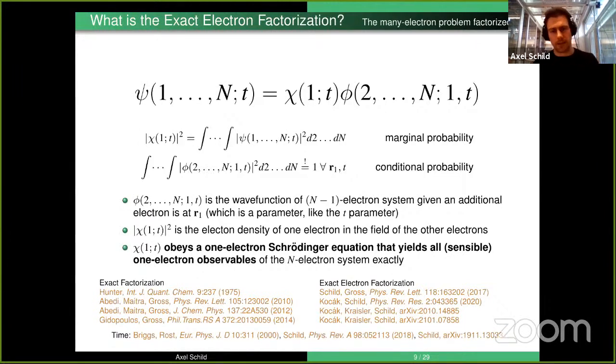Now, we don't know the phase. I'll come back to this later. But as long as we make our theory correct and we compute all the observables correctly, this will not be a problem, and we will have a phase also for this wave function.